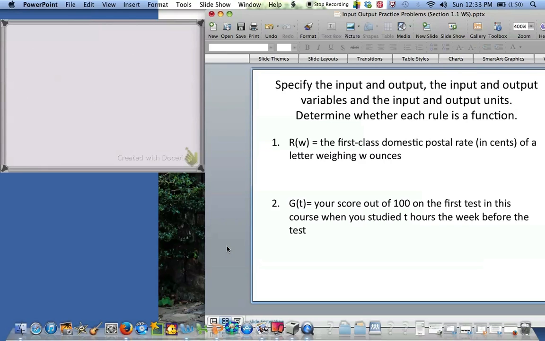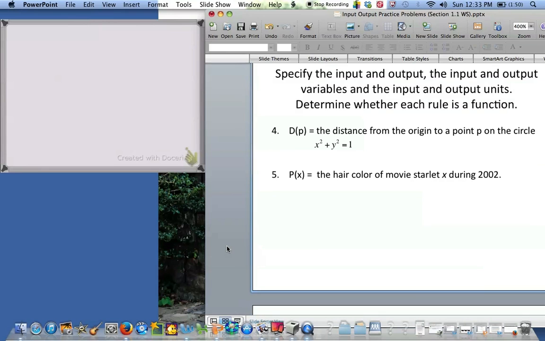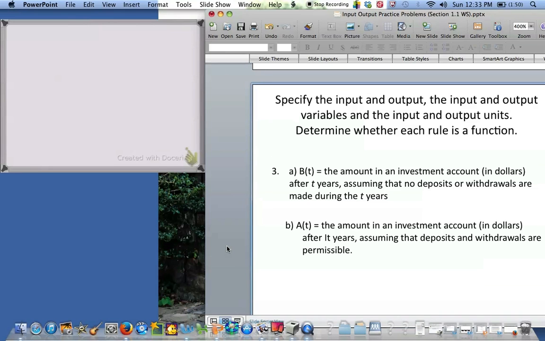All right, let's take a look at another example here. Okay, so the amount of an investment account in dollars after 2 years, assuming that no deposits or withdrawals are made after that year. So in this situation, you are depositing an amount of money into an equation, and then the output is how much money you have afterwards.